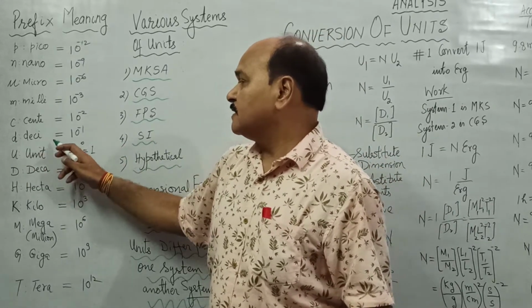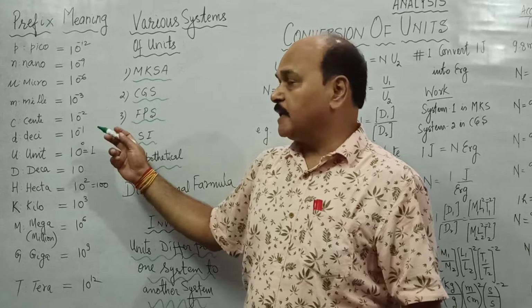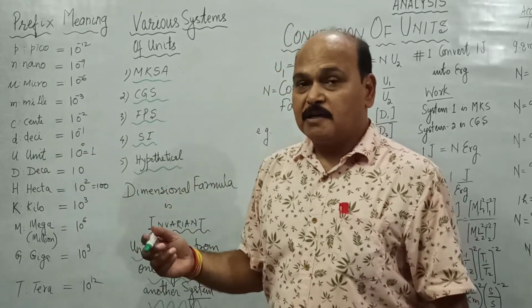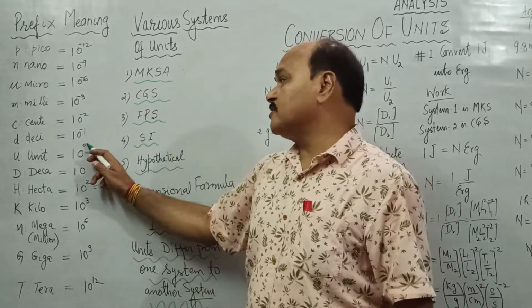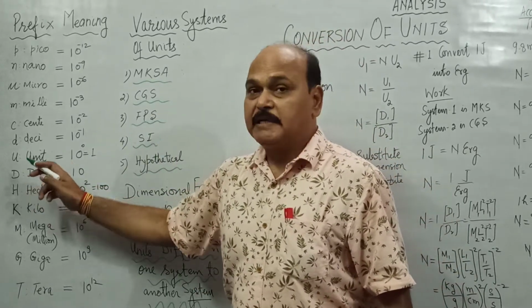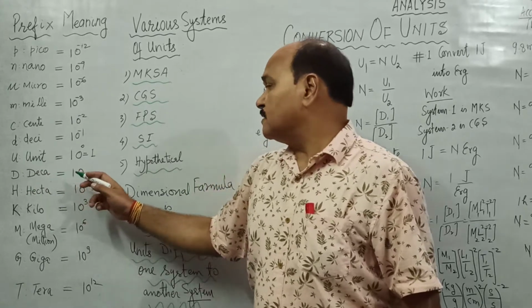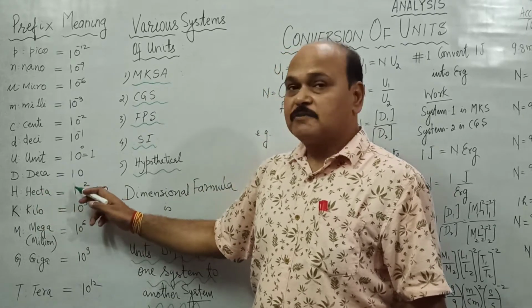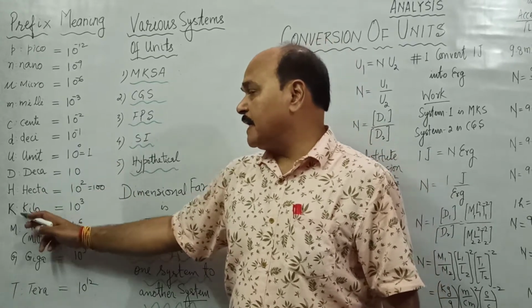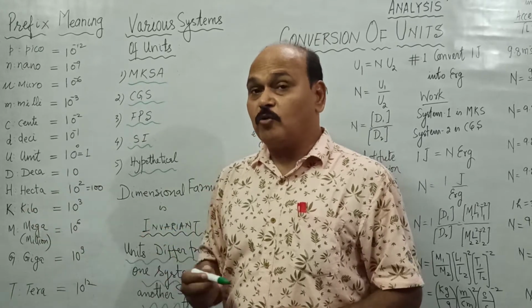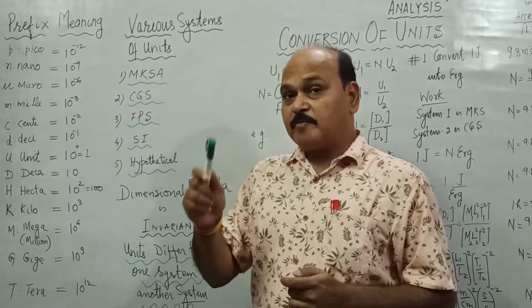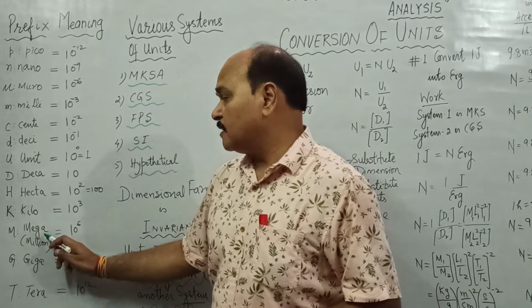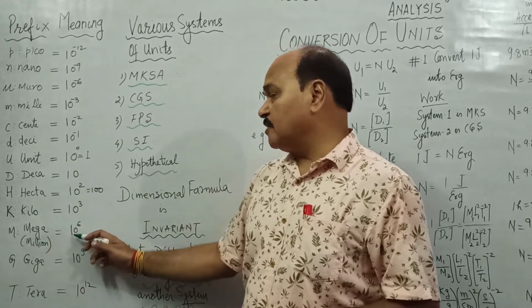Small d, deci, that is 10 to the power minus 1, that is 1 by 10. u is a prefix that is called unit and its mathematical meaning is 1, 10 to the power 0. Capital D, deca. Deca stands for 10. h, hecto. It stands for 100, 10 to the power 2. k is a very popular prefix, kilo. Kilo stands for 10 to the power 3, that is 1000. Capital M, mega or million, means 10 to the power 6.